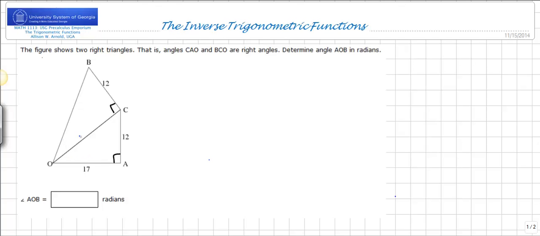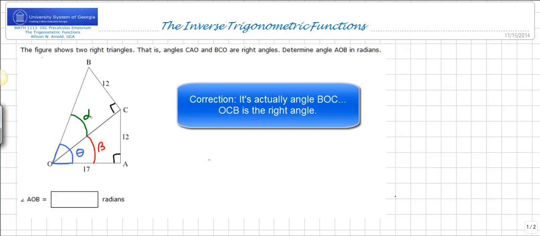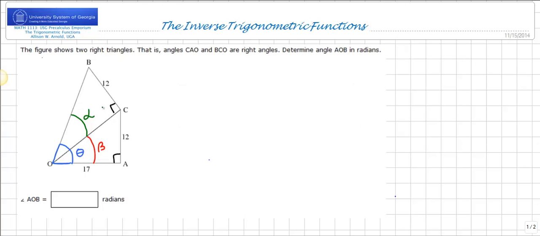And what I know is that the angle AOB is the large angle here. I'm going to call that guy theta. Since I know how to work with right triangles, I can note that angle AOC is some measure beta, while angle OCB may be some measure alpha. You can take your choice of how you label these.